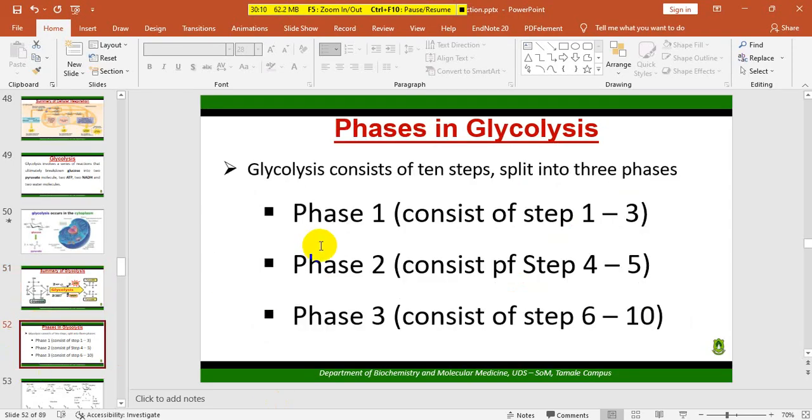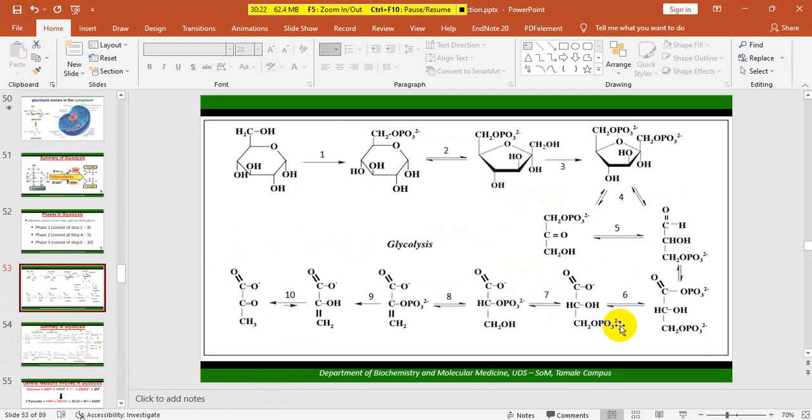So glycolysis consists of 10 steps. We split them into 3 phases. Phase 1 consists of step 1 to 3. Phase 2, step 4 to 5. Phase 3, step 6 to 10. So this is step 1 to 3. We have the glucose.